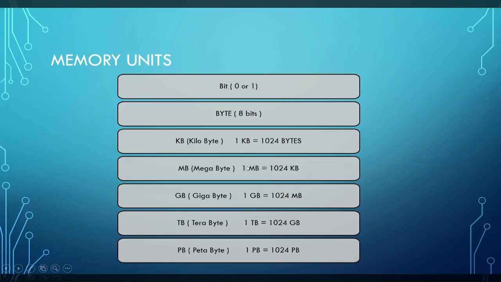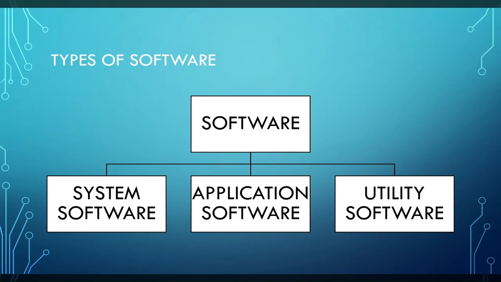If you are still confused about these things, then I have uploaded one more video where the units of memory are explained in a very simple manner, and that was also my very first video that was created with the help of AI. You can watch that for more easy understanding or visual understanding of this. So next we have types of software.